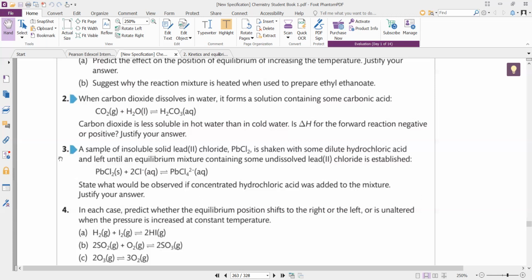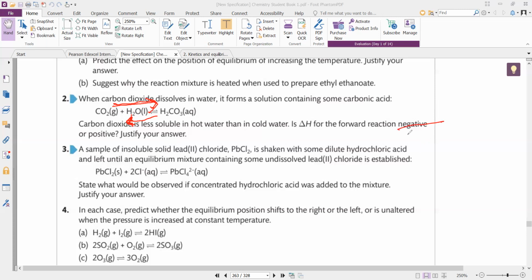Now, in hot water, which side is this reaction favored? Right hand side or left hand side? Left. Why left side? No, why right? Because it is less soluble. So soluble means this reaction goes in this direction, and less soluble means it goes in this direction. So increasing temperature favors the endothermic side. And it says more soluble in cold water, so as you decrease the temperature, this side is favored. Therefore, the forward reaction is exothermic, so negative.